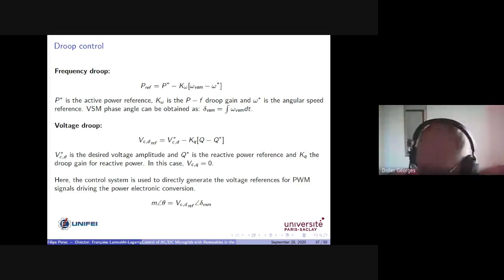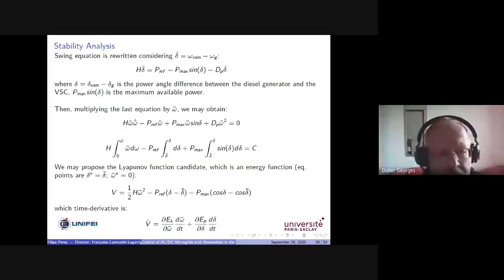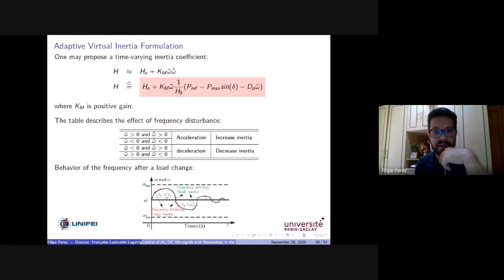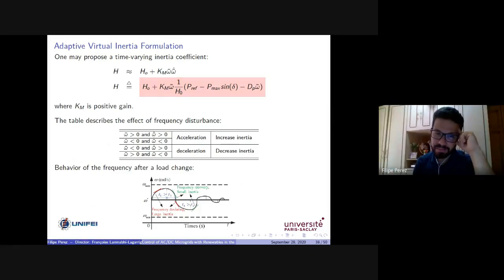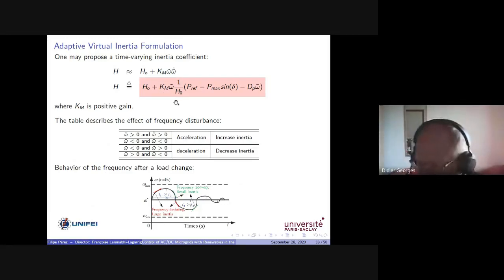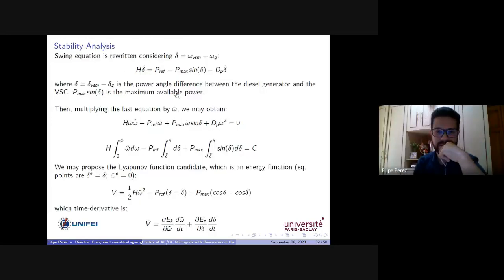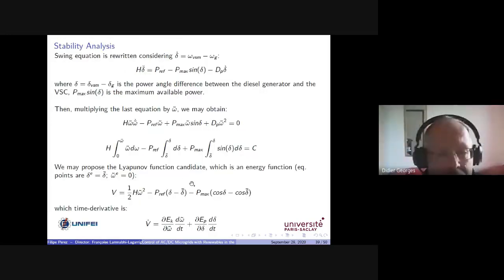On slide 39, maybe I have a question about the choice of K_M, the gain. Or 38, I don't remember. Yes, there is a condition on the derivative of H with respect to time, which has to be bounded by... Maybe it's in the next slide. I don't know. How do you compute K_M, or how do you choose K_M in this case?